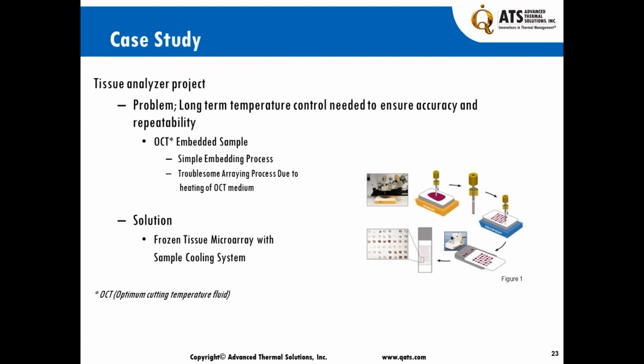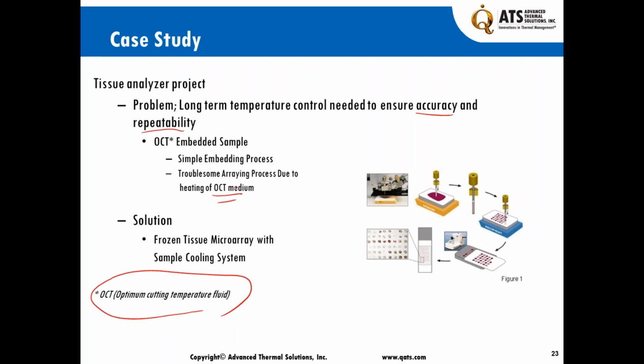The problem is long-term temperature control needed to ensure accuracy and repeatability. Again, remember, these two parameters surface themselves in the design process. The OCT, optimum cutting temperature, I'm not going to remember this again, so please remember that OCT refers to optimum cutting temperature, is embedded for the embedded sample. Simple embedding process, troublesome array process due to heating of the OCT medium, and that's really important because excess temperature of the OCT is going to cause the cell to be damaged. A damaged cell is of no utility to the researcher.